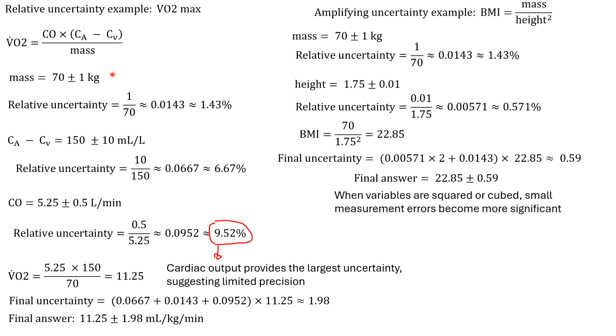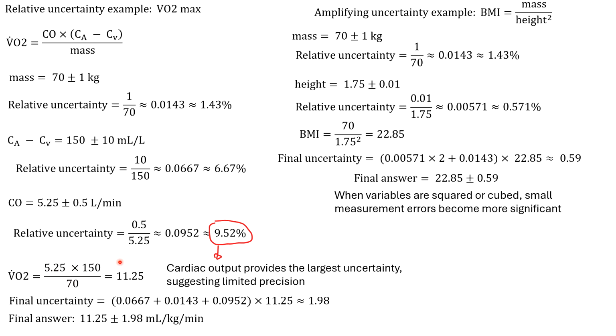If mass didn't have an uncertainty, then I would just ignore it. So I do it for mass. It gives me this. To find the percentage uncertainty, you would just multiply it by 100. So do it for all of them, and I find that cardiac output here has the highest percentage uncertainty, so it probably suggests it has limited precision compared to the other variables that are measured.